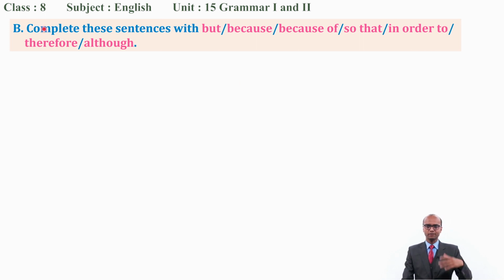B, we have discussed A already. B says complete these sentences with but, because of, so that, in order to, therefore, although. So you have to use these conjunctions. And as I said, these all belong to which type? Yes, subordinating conjunctions. Okay students, let's read the sentences first and then we'll decide. Work together to find out and fit in the correct words.